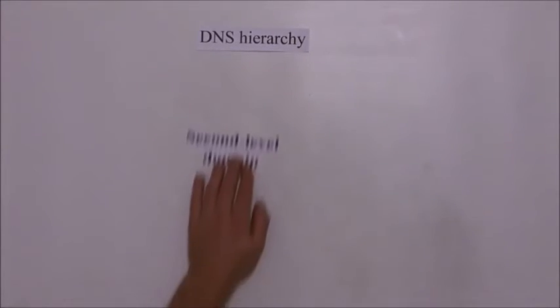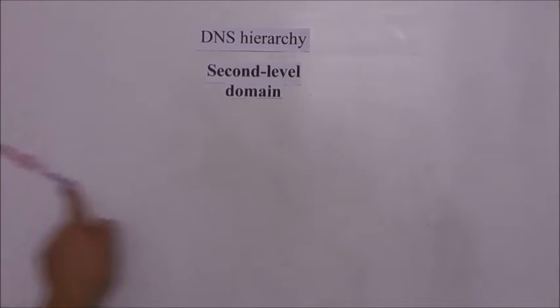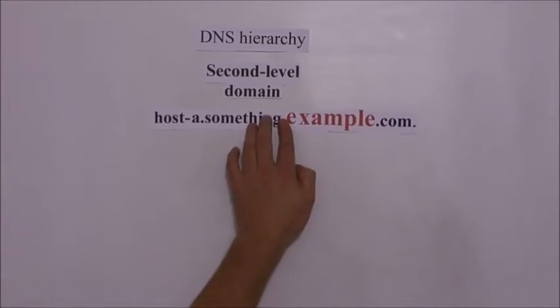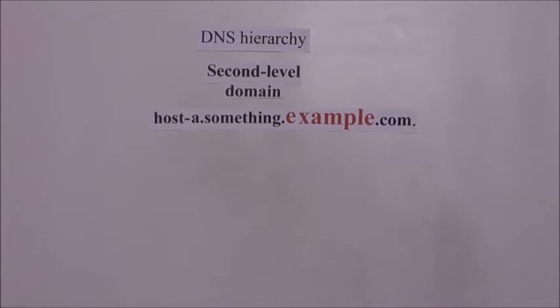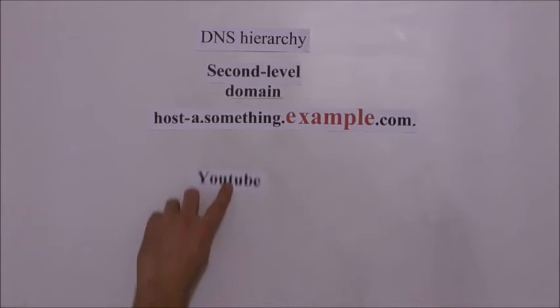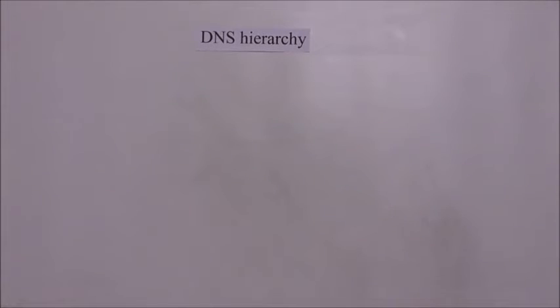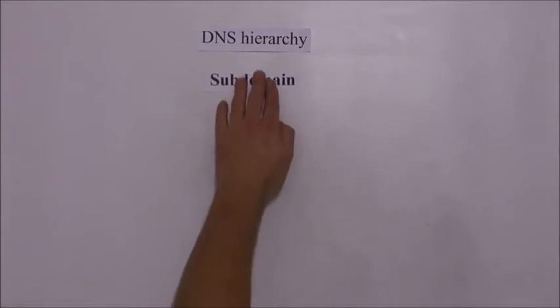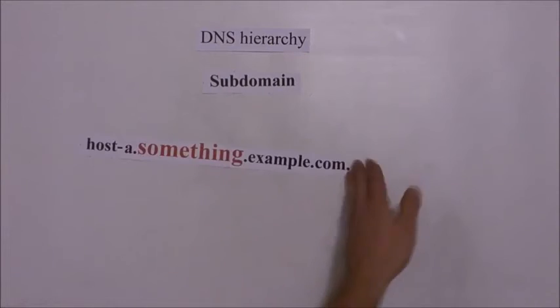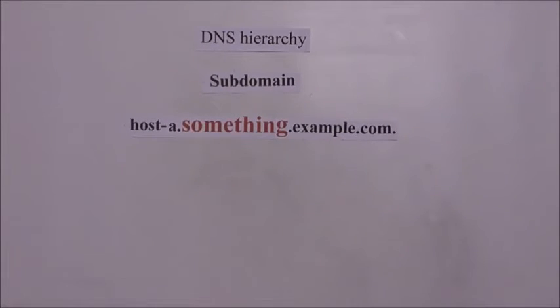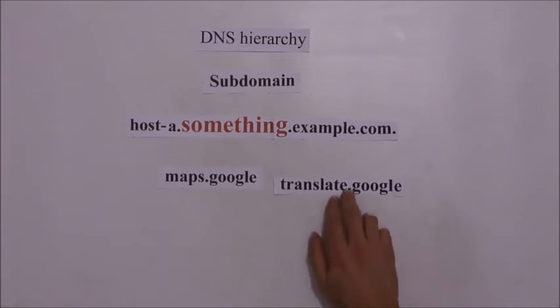Then we have second level domain, which are random names registered to an individual or organisation from the domain name provider. For example, YouTube or Google. After this, we have subdomain, which are additional names added to grow the DNS tree of names in an organisation and divide them into departments. For example, maps.google or translate.google.